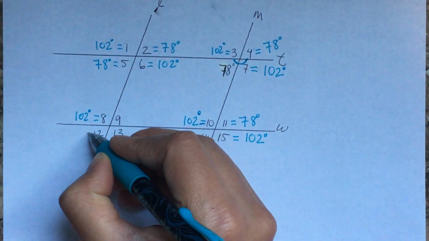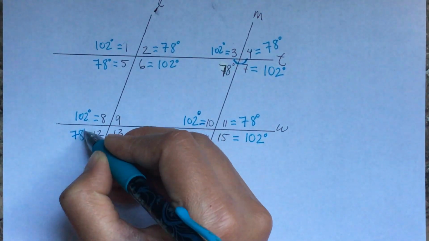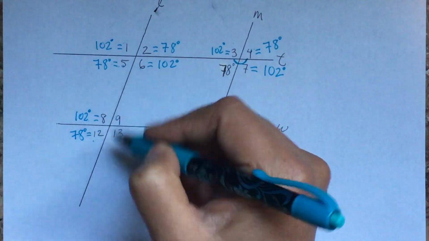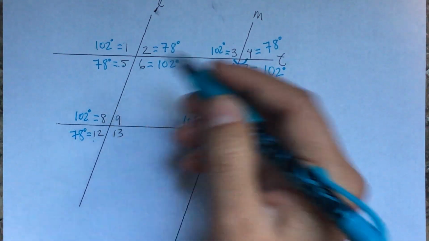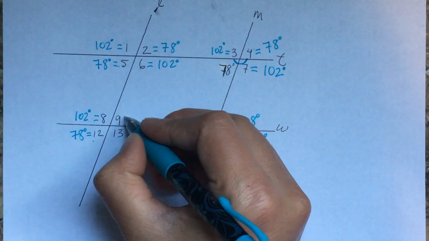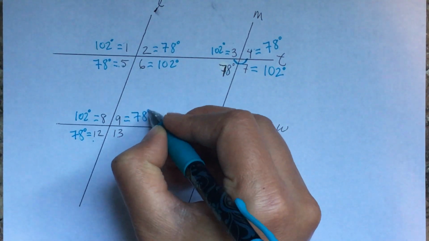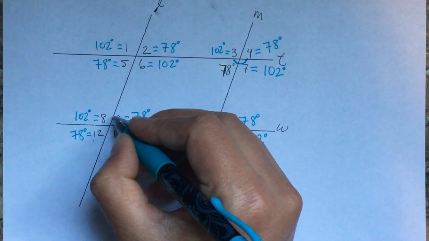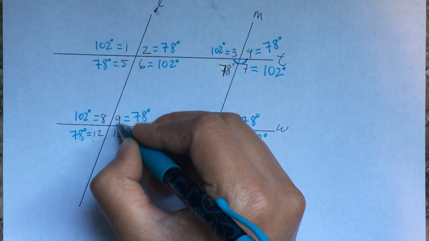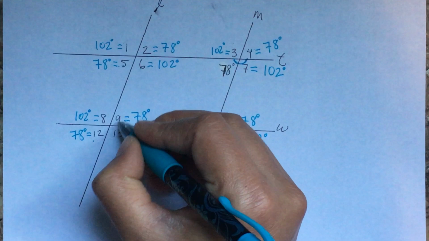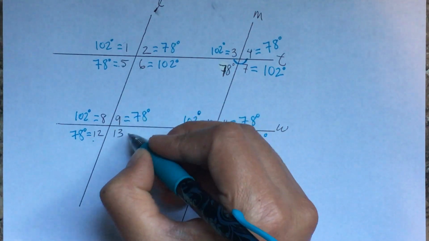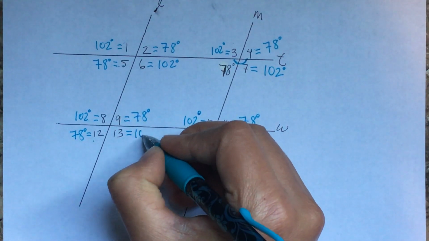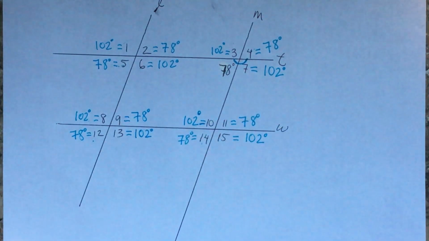Okay, so different ways. This is 78, corresponding or supplementary. These are vertical, 78. These are also vertical, so it's 102, or you add them. This can be supplementary also, meaning that if this is 78, this has to be the supplement, meaning 102.